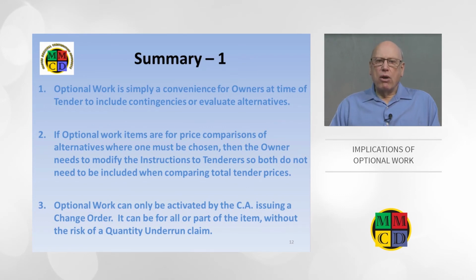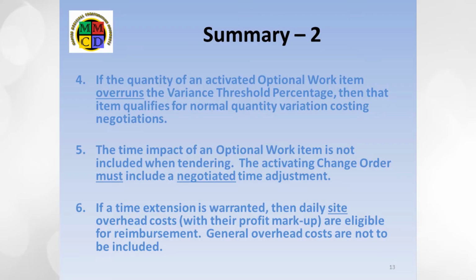3. Contractors must not do optional work until the line item has been activated by a change order. This may activate all or just a portion of the line item. Either way, the item is not eligible for quantity underrun adjustment. 4. However, should overruns occur, the item does then qualify for overrun negotiations. 5. Schedule impact of optional work is not included when tendering because neither the extent nor timing of the activation is known at that point.